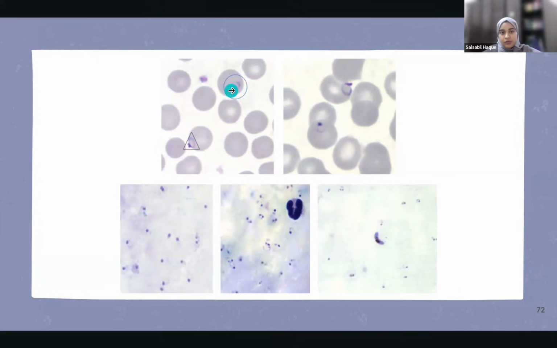Now here in the thin smear, you see a classic headphone appearance. These are seen classically with Plasmodium falciparum. Plasmodium falciparum is the most dangerous type of malaria. It can cause black water fever, cerebral involvement, and it causes malignant tertian fever. So every 3 days, malignant tertian fever.